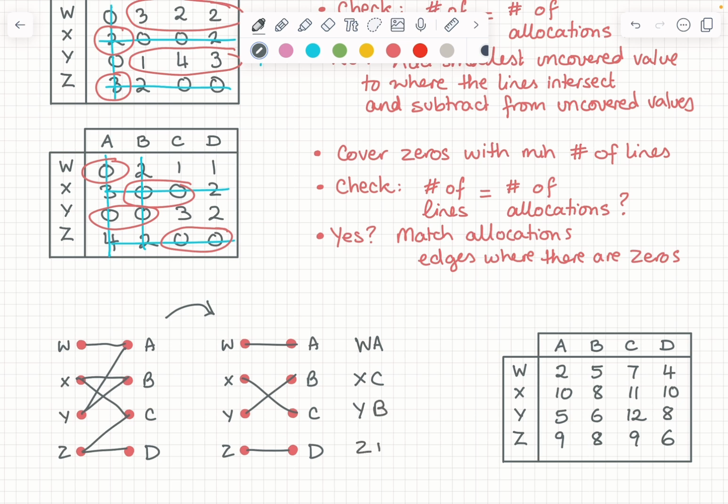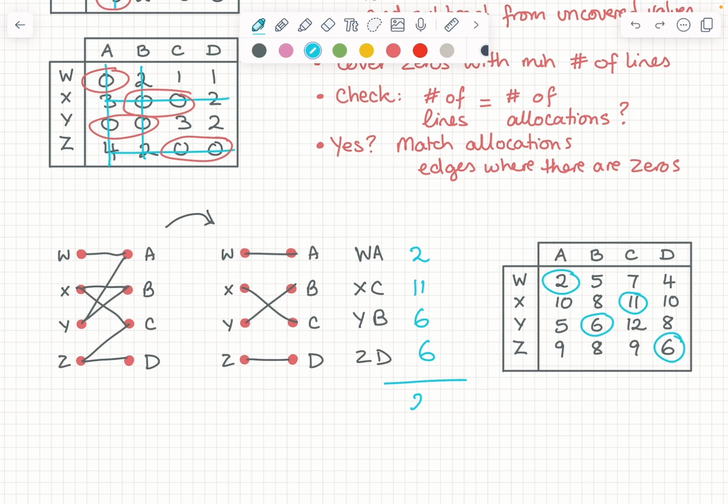We then use the original table with the cost values to determine the cost of each of these allocations. So we write those in. WA is 2, XC is 11, YB is 6, ZD is 6 as well. And then we add up those costs, and that will be our total cost for these allocations. And these are our allocations.